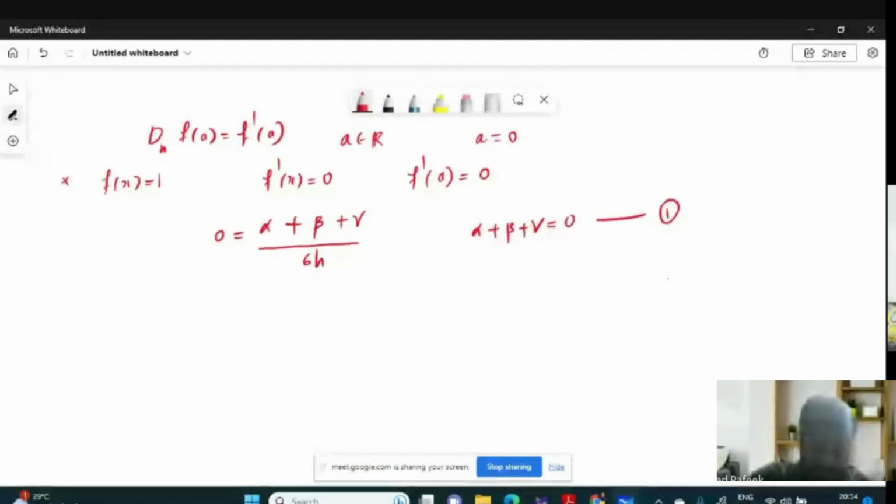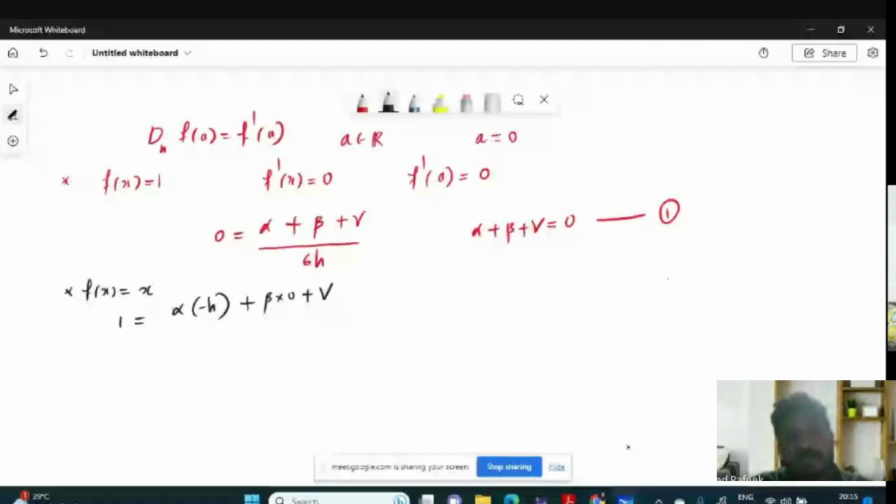Now you take f(x) is equal to x. F'(x) is equal to 1. So 1 equals alpha into f(negative h), so you will get minus h, plus beta into f(0). F(0) is 0, so that term is gone. Beta into 0 plus gamma into f(a plus 2h). A is 0, f(2h) becomes 2h, divided by 6h. From that, what will you get? H cancels. 6 is equal to 2 gamma minus alpha.